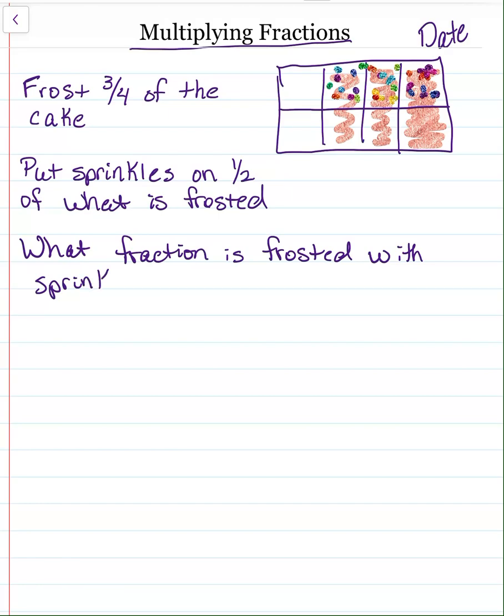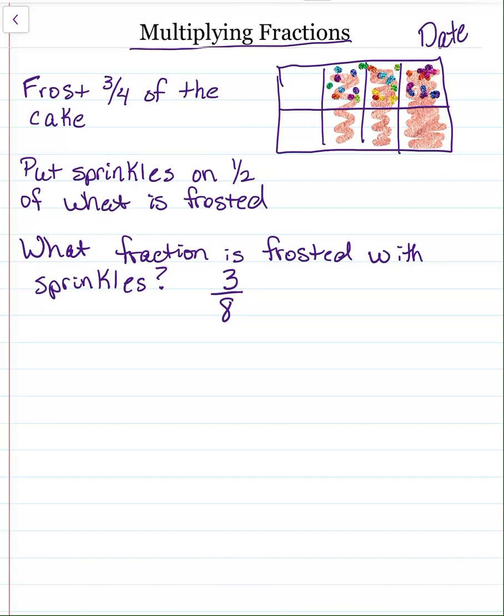Well, you can look at the cake and you can see the answer, right? So we have 3 out of how many pieces are frosted with sprinkles? So 3 out of 1, 2, 3, 4, 5, 6, 7, 8. So we have 3 out of 8 pieces that have sprinkles and frosted. So that would be our answer to that question.